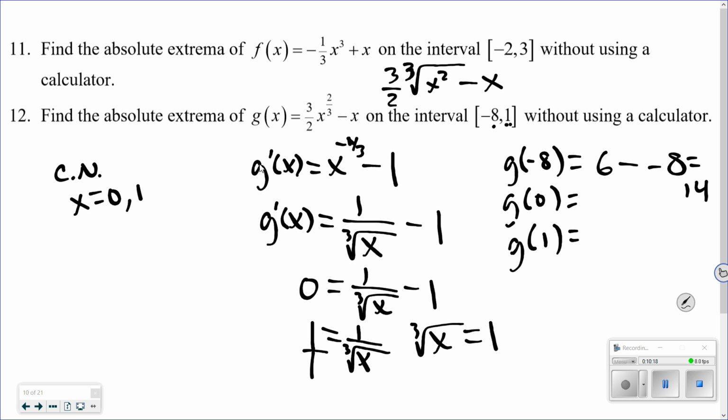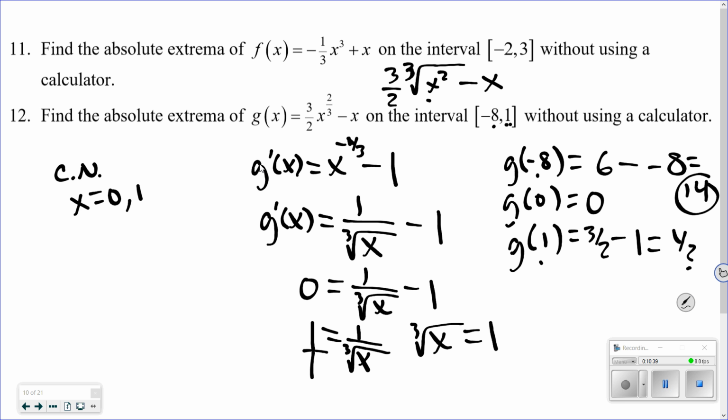0 is easy. If I plug in 0, I get 0 for both of them. If I plug in 1, this would just be 1 times 3 halves is 3 halves, minus 1. So that's going to be a half. Okay, so just look for your max value. Your largest y value is 14. That's when x is negative 8. And your smallest y value is a half. That's when x is 1.